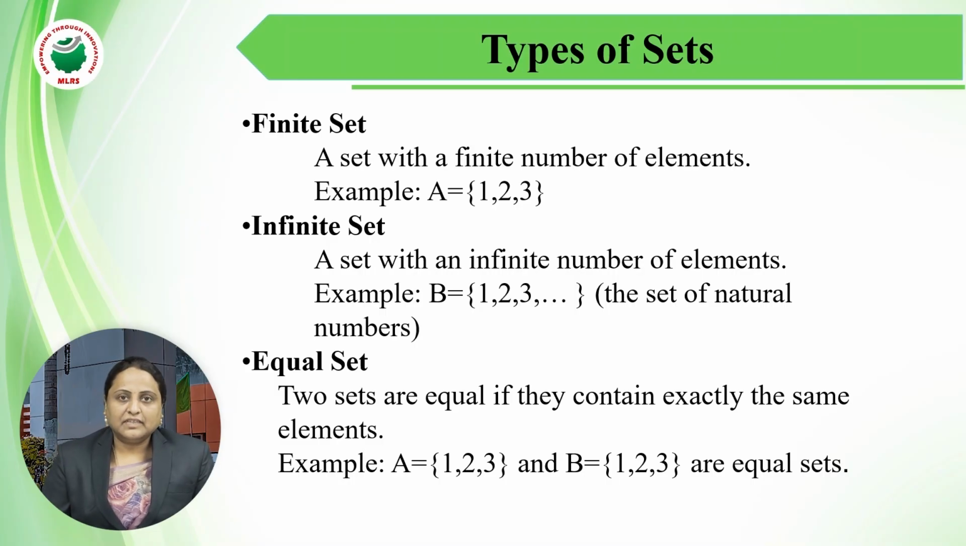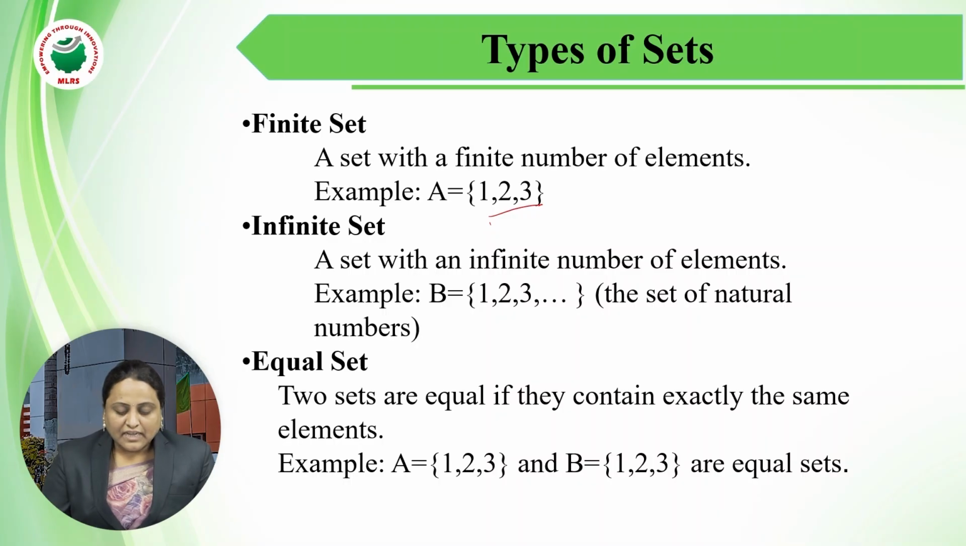The first type of set is the finite set. Finite set and infinite set deal with the cardinality of the set, that is the number of elements present in the set. So if the number of elements in a set is countable or finite, then we call it a finite set. This is an example here. We have totally 3 elements which are countable, so we can call it a finite set.